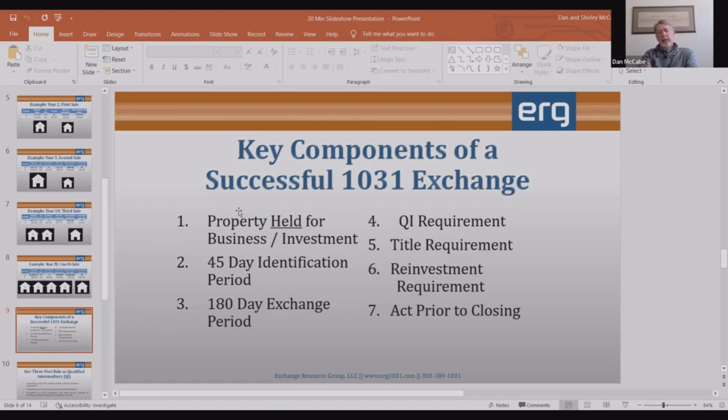Title requirement. This is the one I was talking about a little bit before. The taxpayer that sells must be the taxpayer that buys. And again, the reason for that is that big computer out in the middle of Utah someplace has to make all those numbers line up.